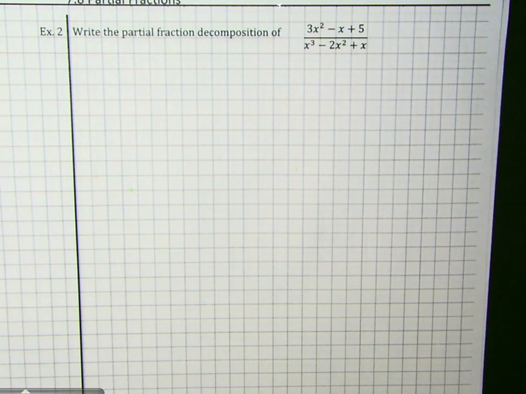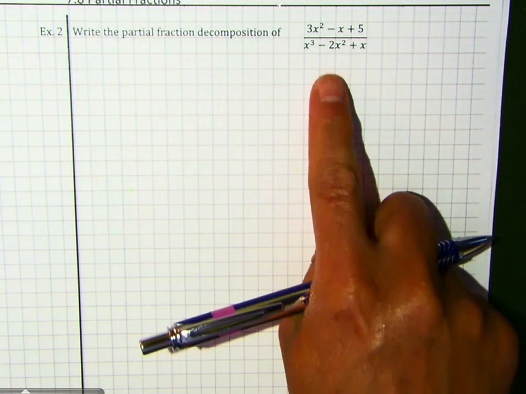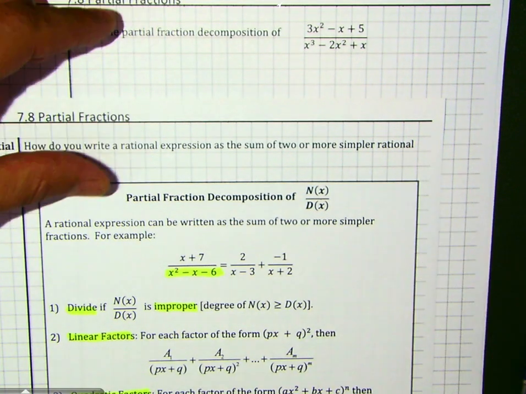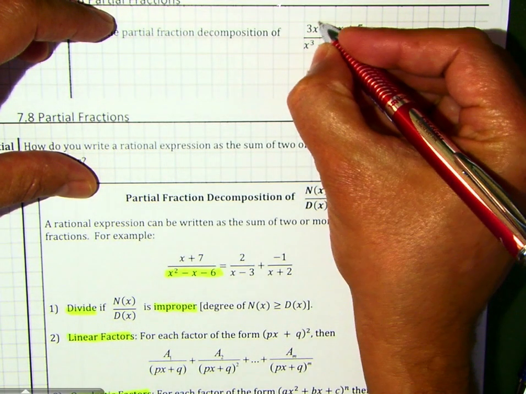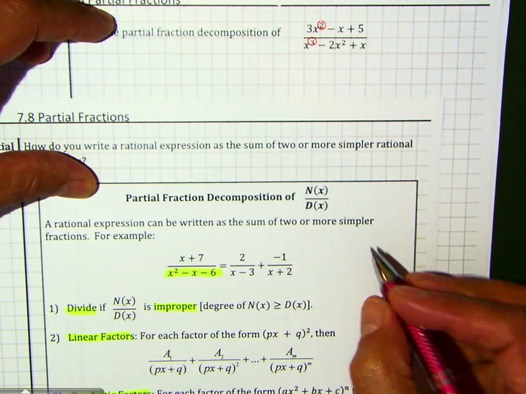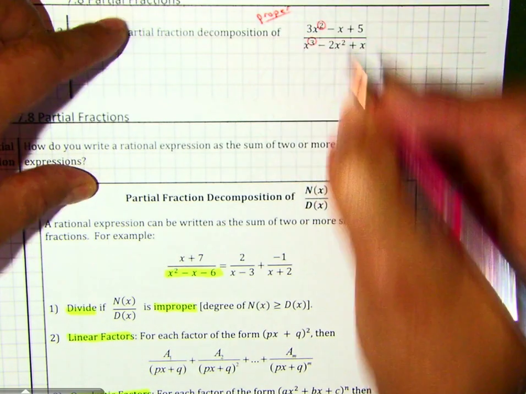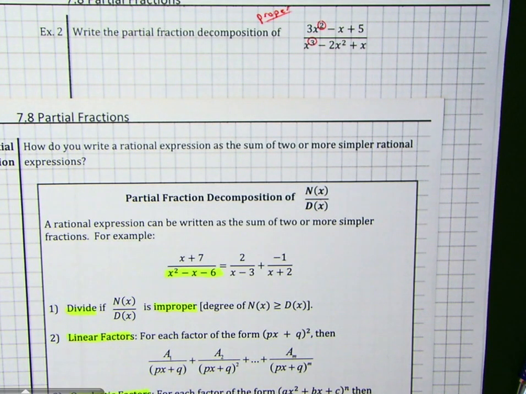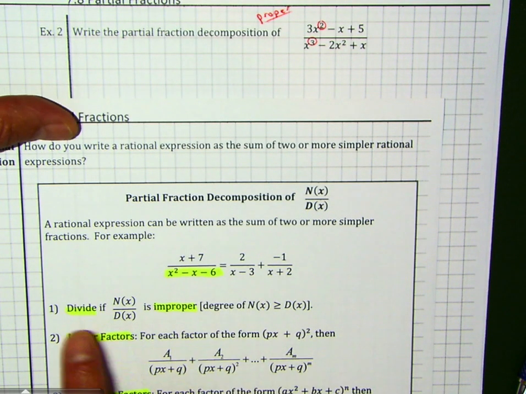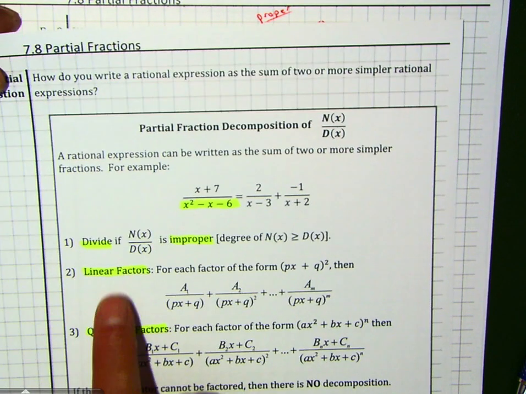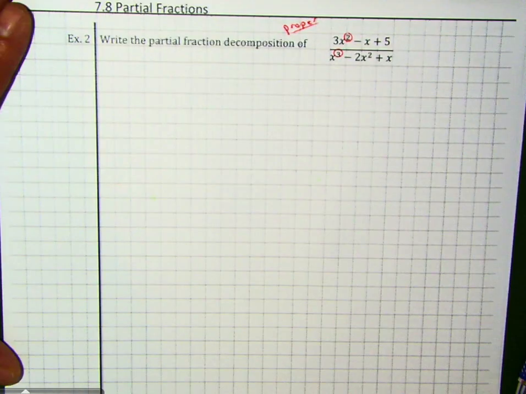Excellent. So first we need to check, is this a proper or improper fraction? If you notice your degree of the polynomial, in this case the degree is bigger on the denominator, so therefore this is a proper fraction. We cannot divide it up, so we don't have to use long division. Then I need to decide whether my factors are going to be linear or quadratic. So we're going to factor this out.